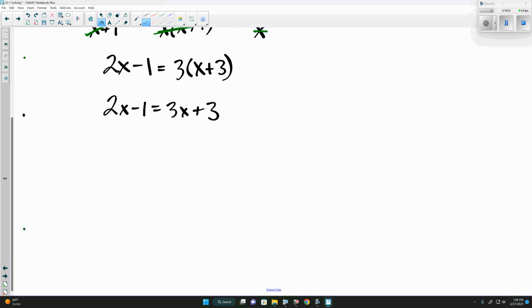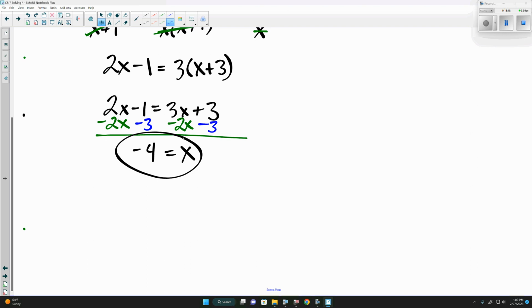Now what do we need to do? What else are we going to eventually end up doing? Yeah, subtract the 3. Which will tell us x is negative 4. Is that one of our restrictions? No. So that's it.